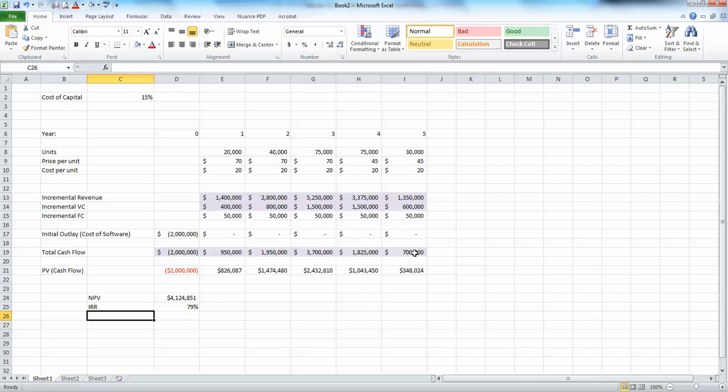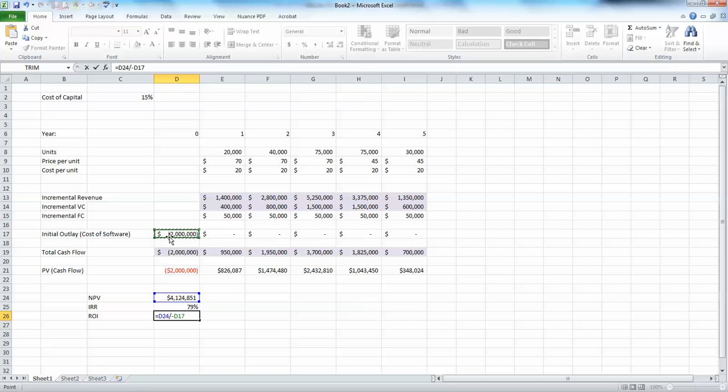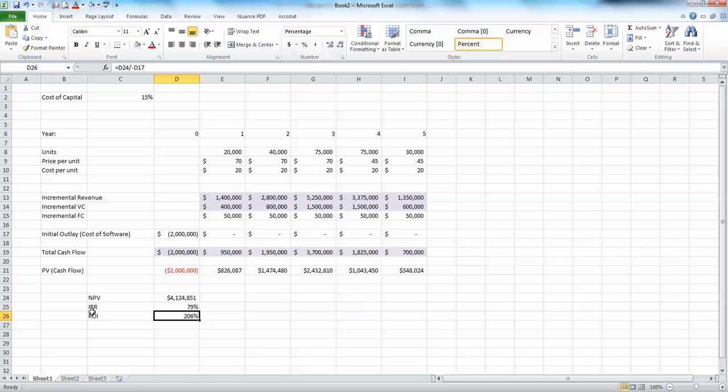And your return on investment, we're going to calculate that for you guys as your NPV over your initial outlay. So I'm going to make the initial outlay negative, because it's negative right now. But all I want to do is take my NPV divided by that number. So this should be a percent too. We're making over 200% on this project.